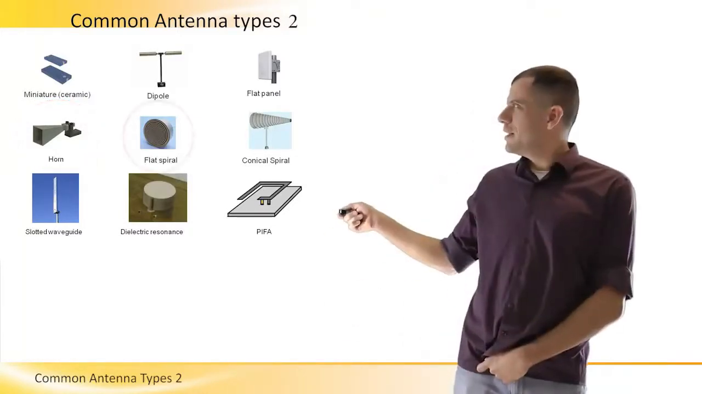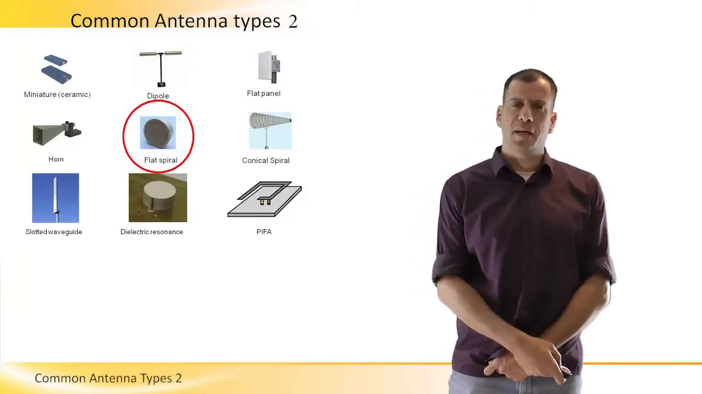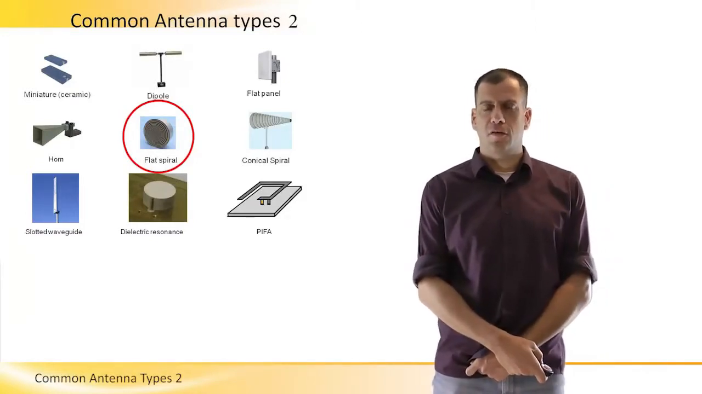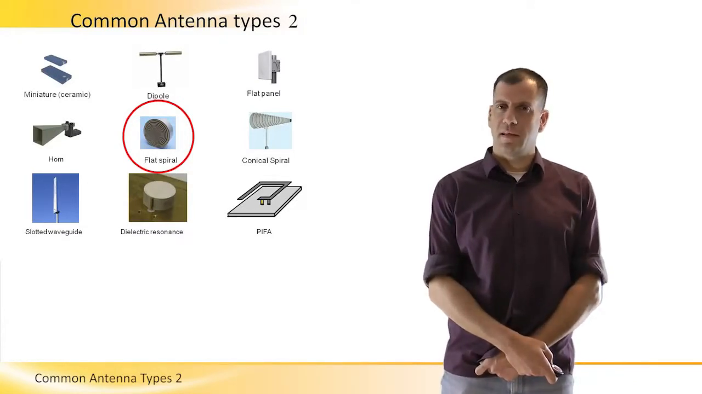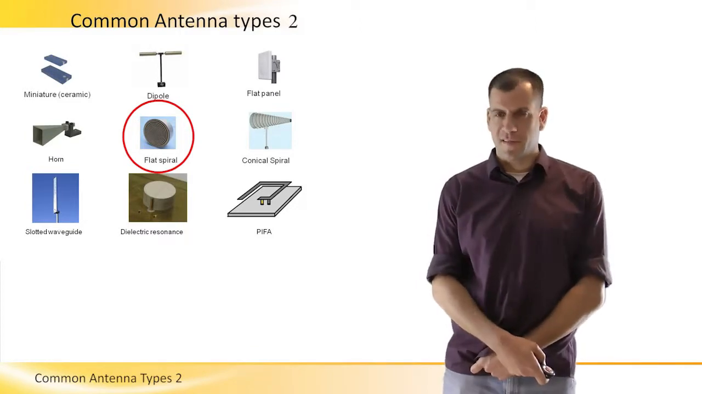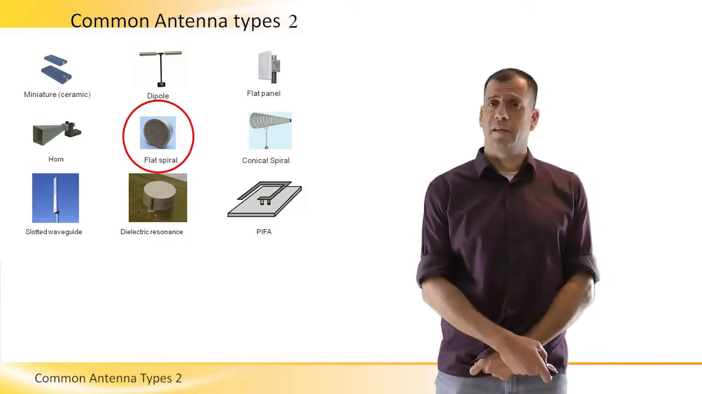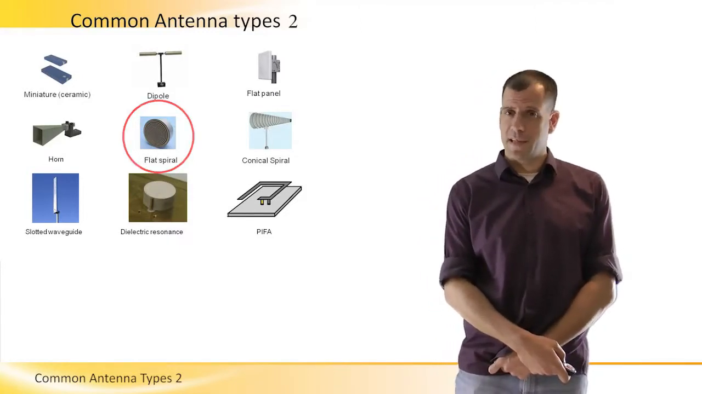Okay, the fifth antenna here is the flat spiral antenna. The spiral antenna is also a wide bandwidth antenna that is dedicated to producing circular polarization rather than linear polarization. We will discuss these terms again later.